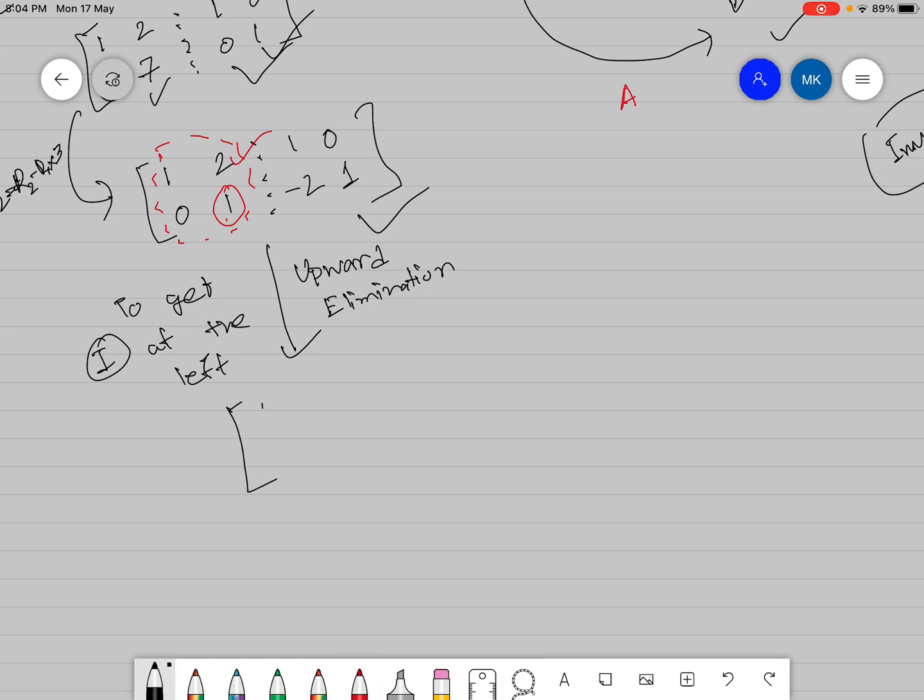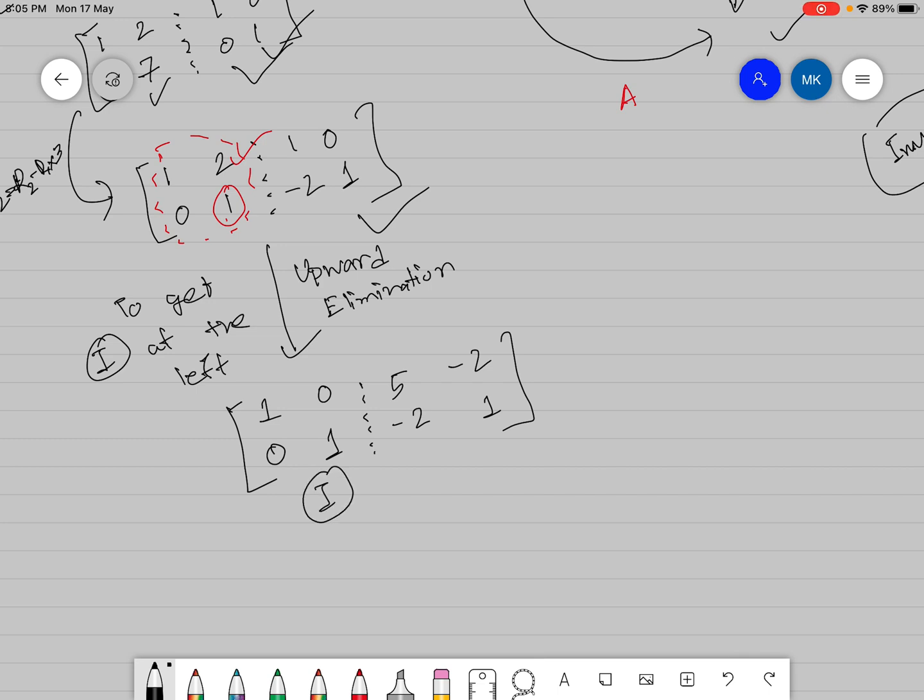So 1 0, 0 1, then you'll get 1, 5 here, -2 here, -2 here, and a 1 here. There might be some mistake in calculation. I hope not. Okay, so what you have got here is that you've got the I here, right?